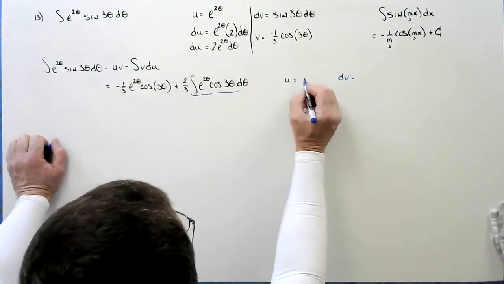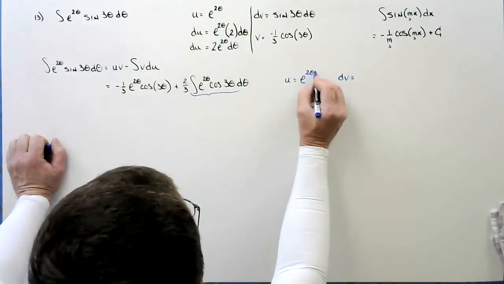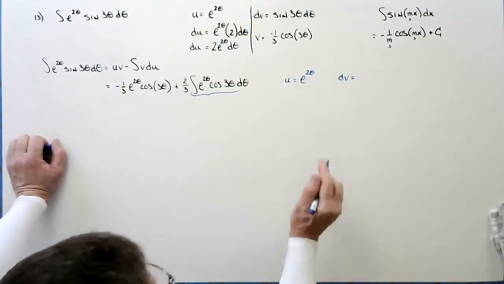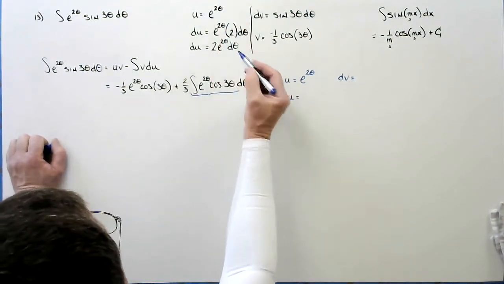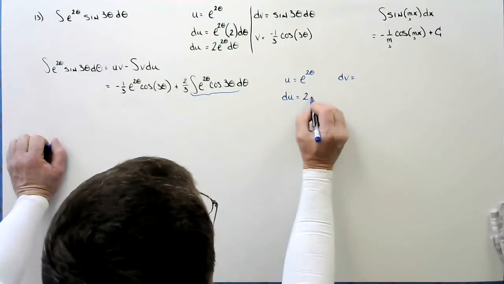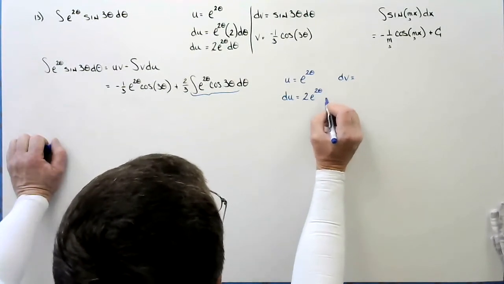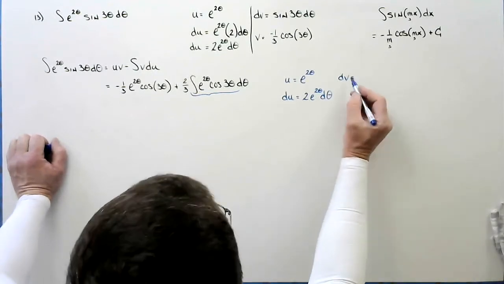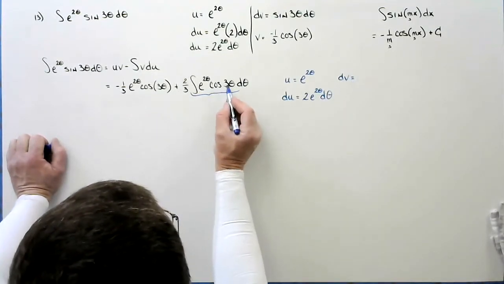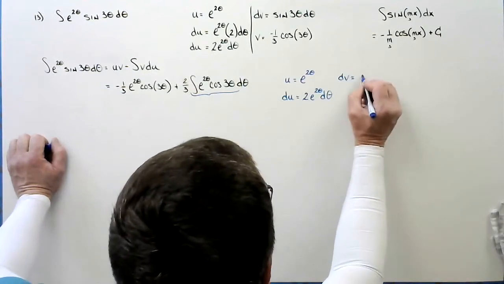U up here was e to the 2 theta, so we'll stick with that, e to the 2 theta. We know what du is going to be because we took its derivative here, so we get 2 e to the 2 theta d theta. Now, dv is going to be cosine 3 theta d theta.